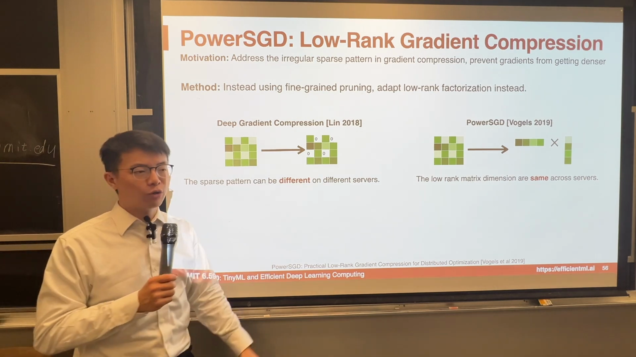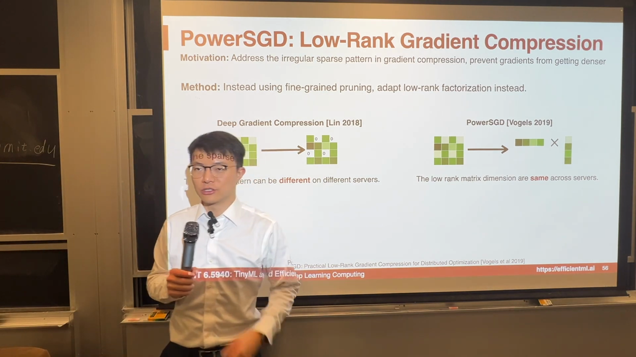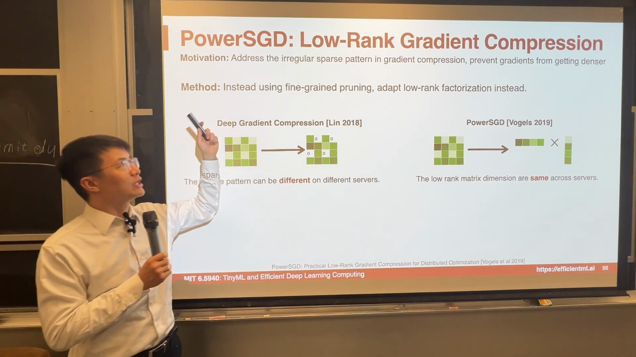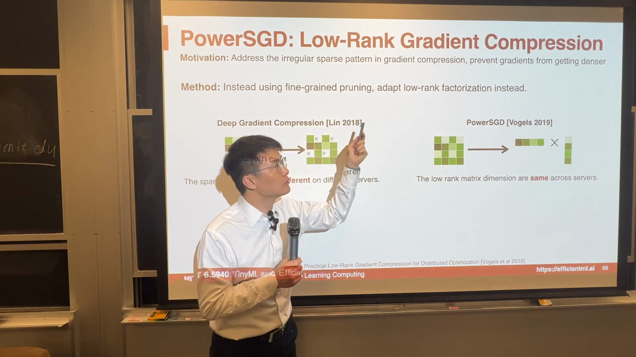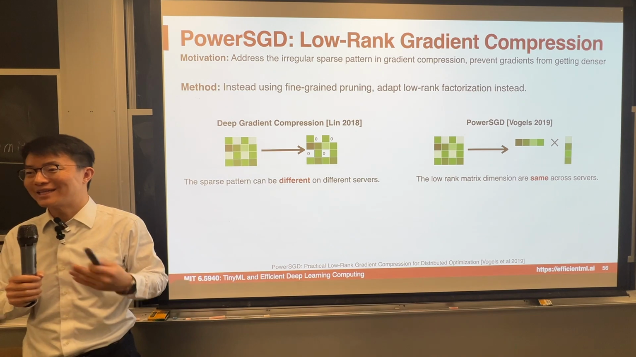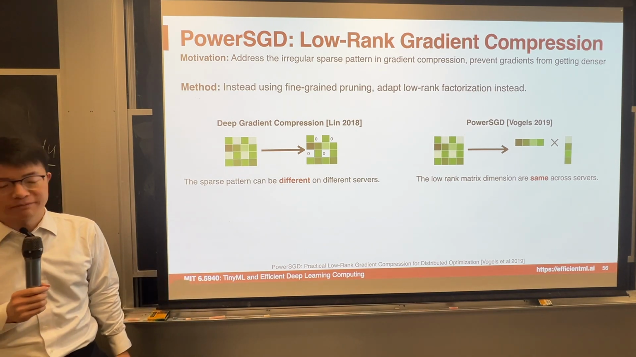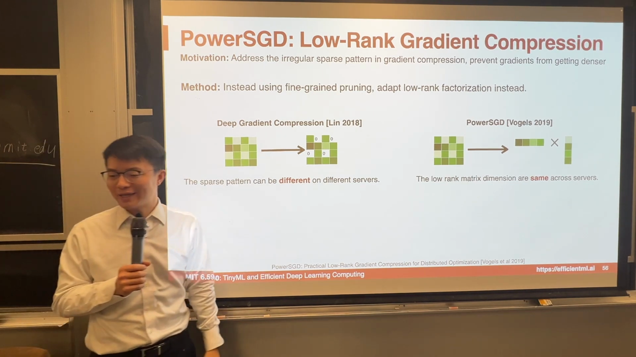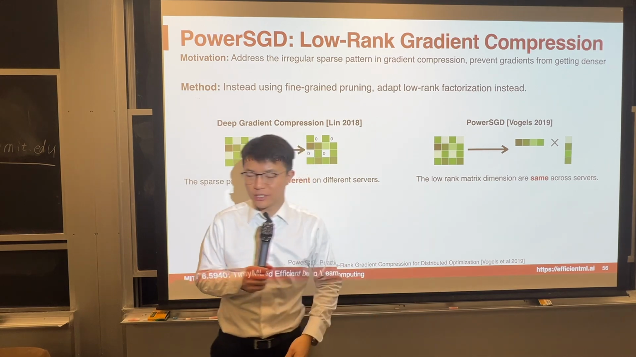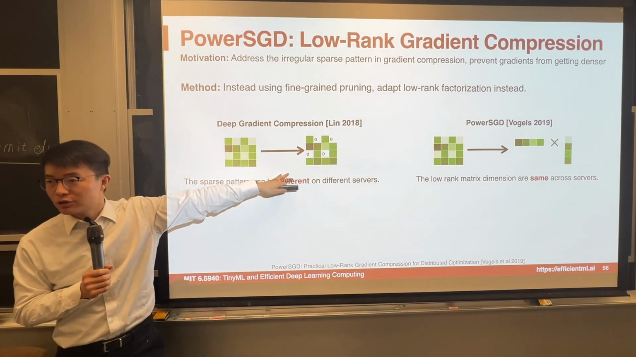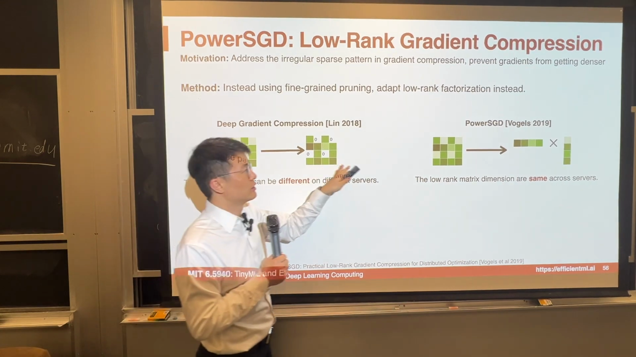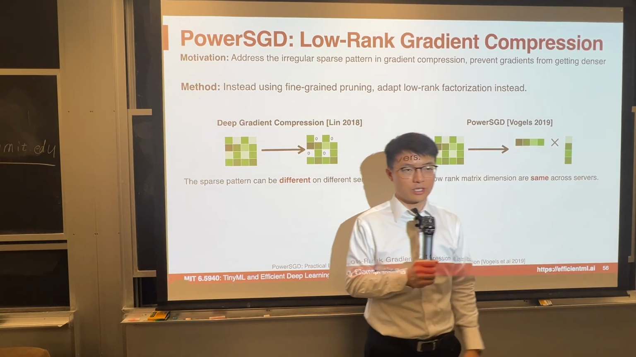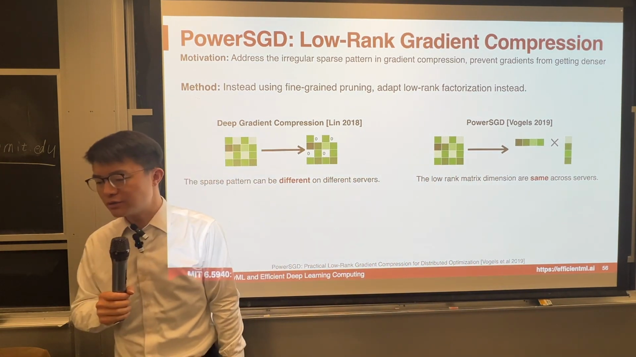And another approach to overcome this potential issue is not using sparsity, but using low rank. By using low rank to address this irregular sparse pattern in gradient compression, we can prevent the gradients from getting denser across different iterations. And instead of using fine-grained pruning, we can adopt low-rank factorization. So this is the pruning approach, dense becomes sparse. This is the low-rank approach, a dense matrix becomes the product of two low-rank matrices.